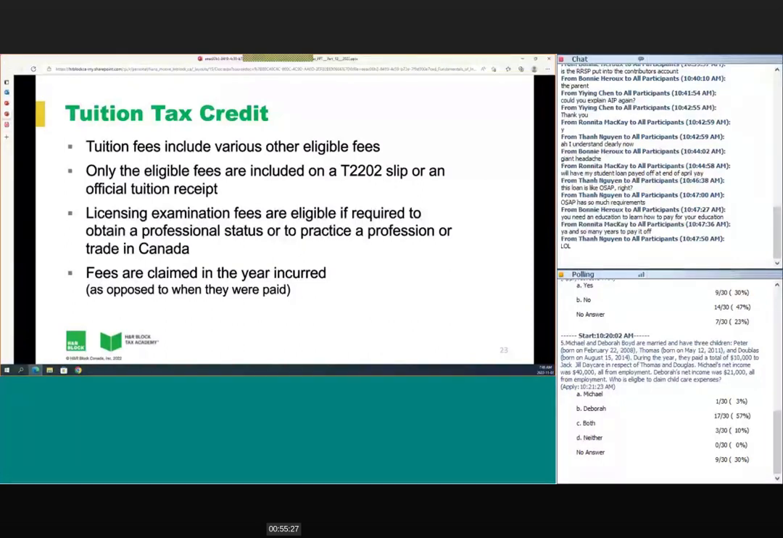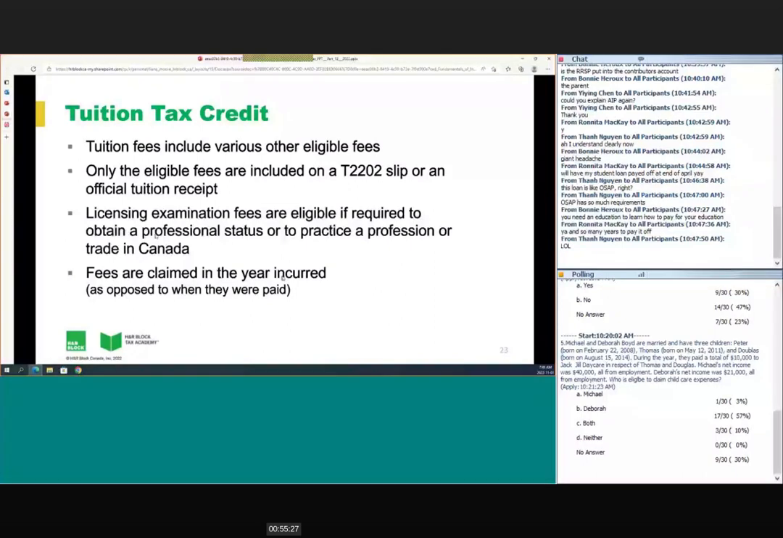So here in Canada, if you're in a university or college program, you're going to get a T2202. If you are maybe in the States, it's a different form. So licensing exam fees are eligible if they're required to obtain a professional status to practice in Canada or trade. So that is an example of a type of tuition fee.